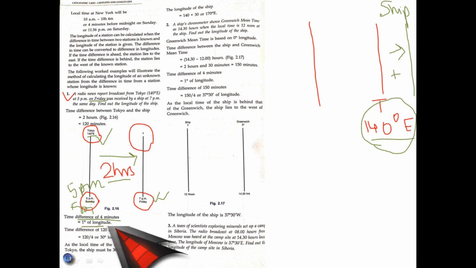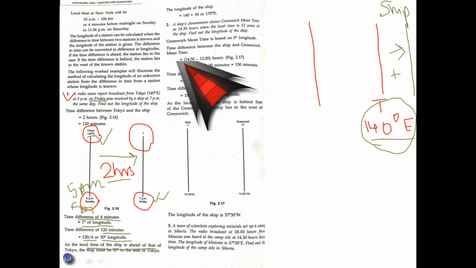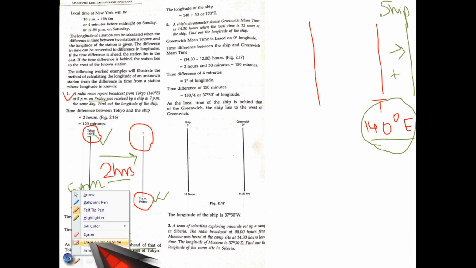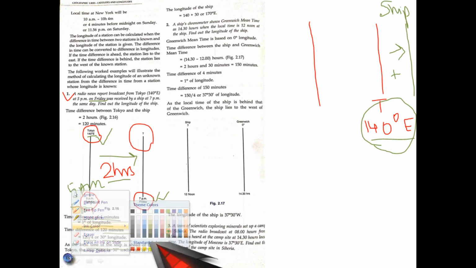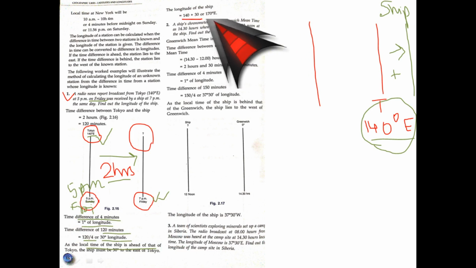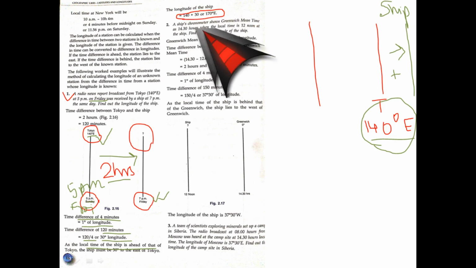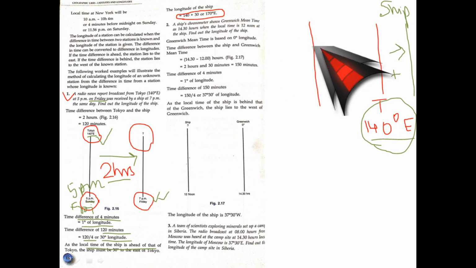Now, 4 minutes of time difference we are getting through 1 degree of longitude. So 120 minutes of time difference we will get by 120 divided by 4, which is 30 degrees. So the local time, as the ship is ahead, will be 30 degrees more ahead of the point of Tokyo. So 30 degrees more ahead from the point of Tokyo, which means 140 plus 30, pointing to 170 degrees. Let's look at the next question.